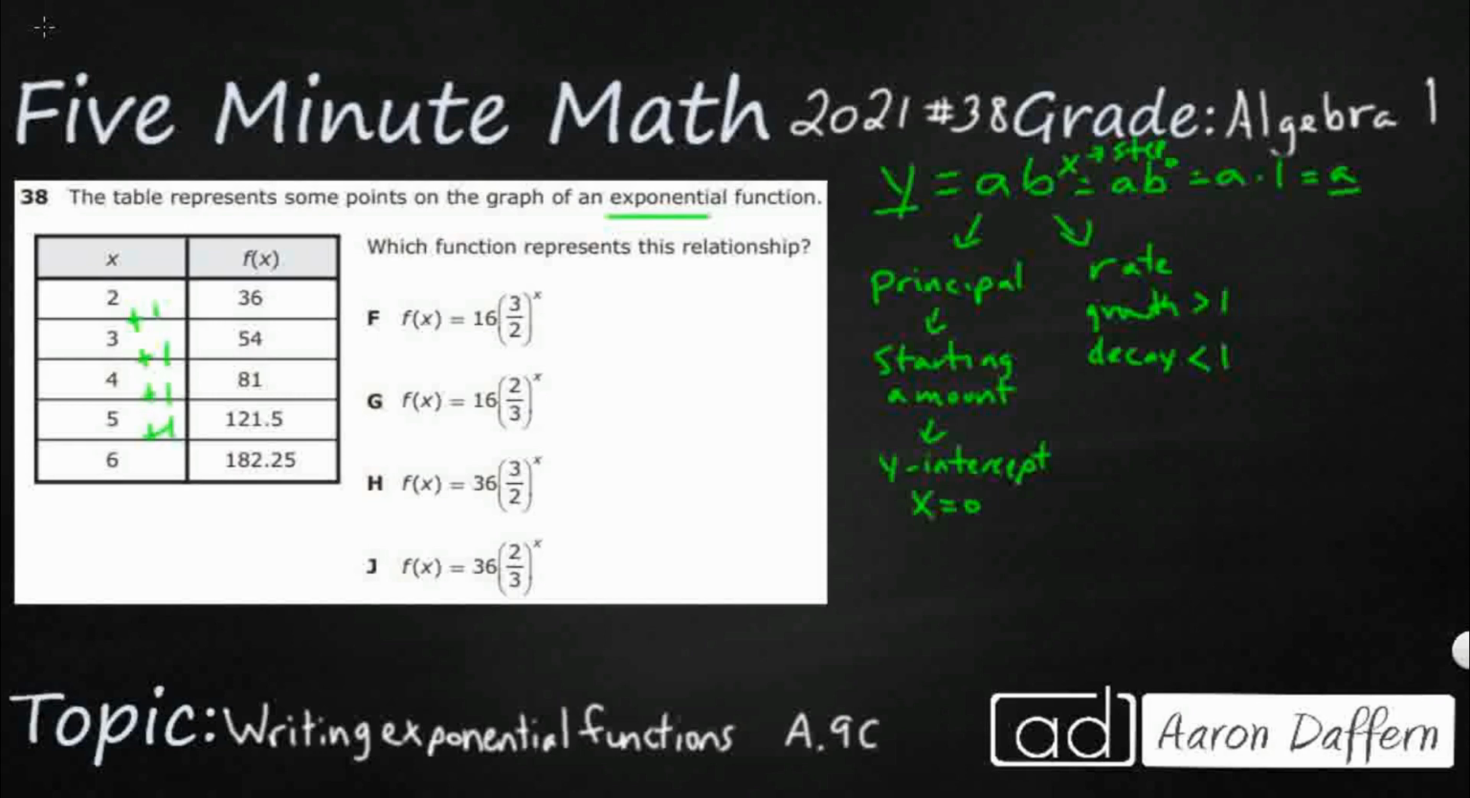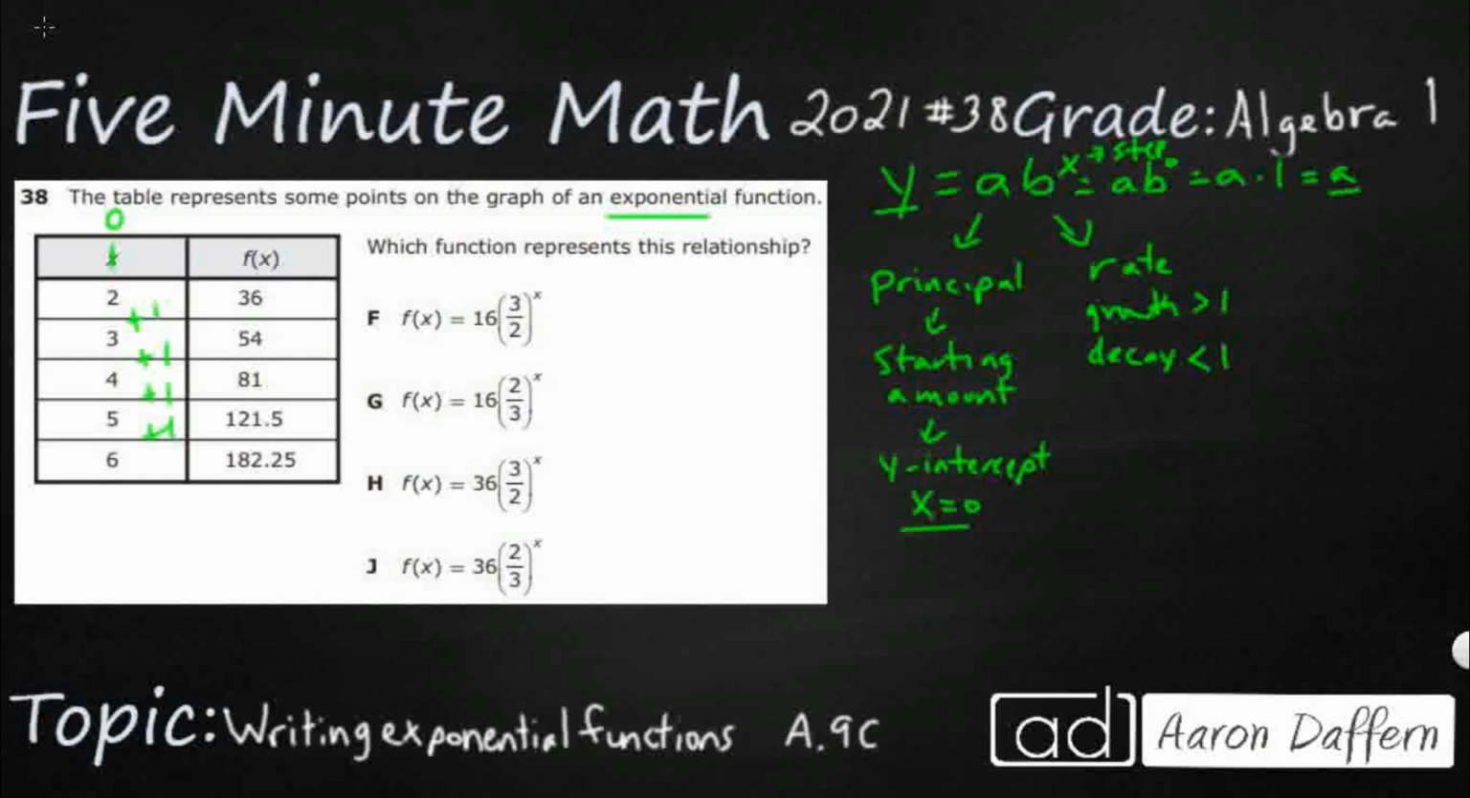So this would be super simple if we could start out by finding our a. We need an x equals 0. But take a look at our table. X doesn't have a 0. But what if we were to extend it? What if we were to add 2 rows going backwards? Well, in order to do that, we need to find the b first, the rate.